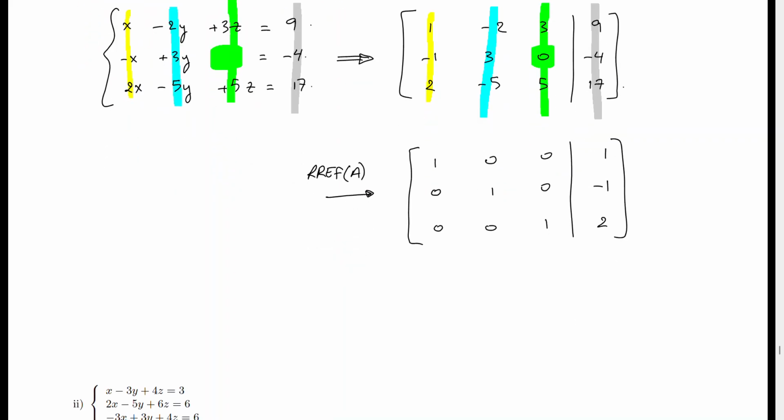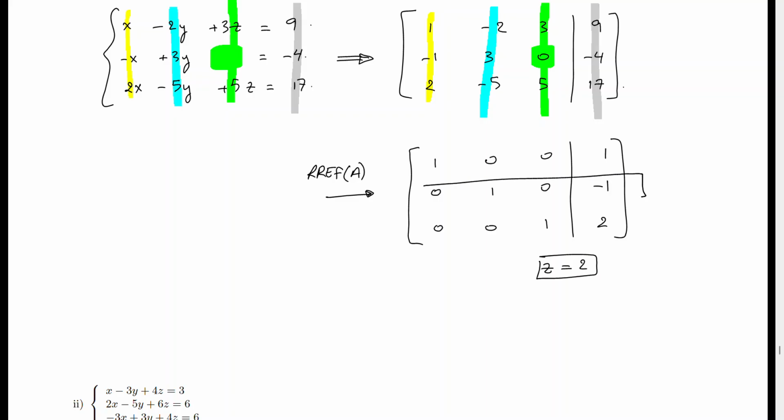Well, from reading this last row, I'm reading 0x plus 0y plus 1z is equal to 2. Well, all these extra zeros don't matter, and the 1 doesn't have to be even written down, so that's saying that z is the number 2. So that's it. That's the end of the last row.